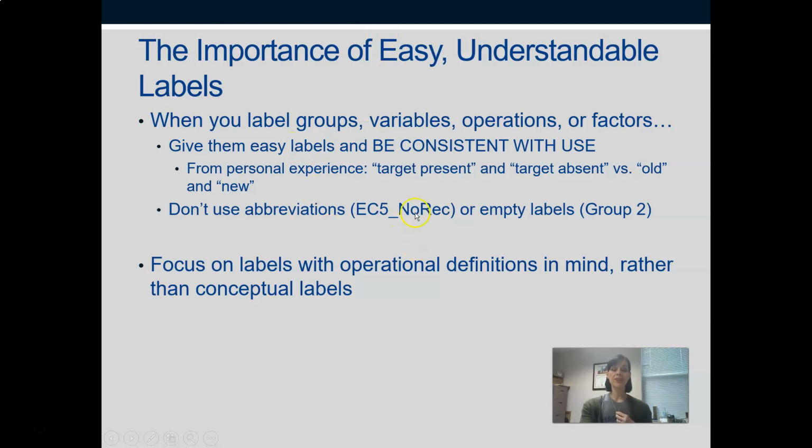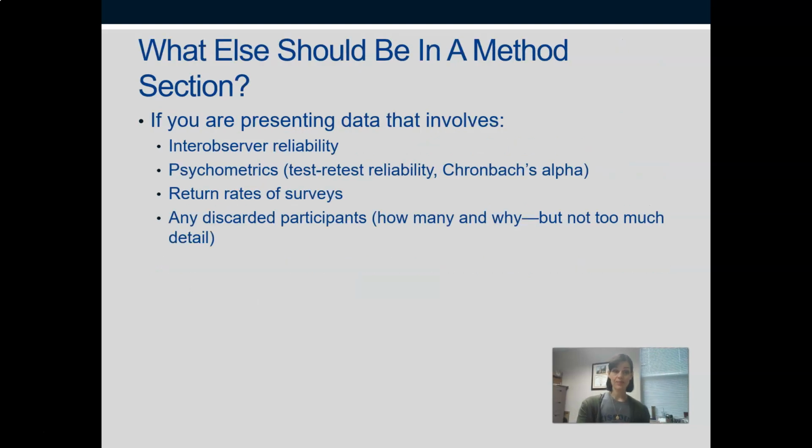Additionally, don't use abbreviations like these. The only one who is going to understand that abbreviation is you. Additionally, don't use empty labels. Group 2. Well, great. What does Group 2 do? And what's the difference between Group 2 and Group 1? You haven't told us. Generally, focus on labels with operational definitions in mind rather than conceptual labels. And I'd even argue that target present and target absent is much more conceptual. Old versus new is much more of an operational definition here. So use good labels, make sure that people understand what they mean, and be consistent. Now, what else should be in a method section?